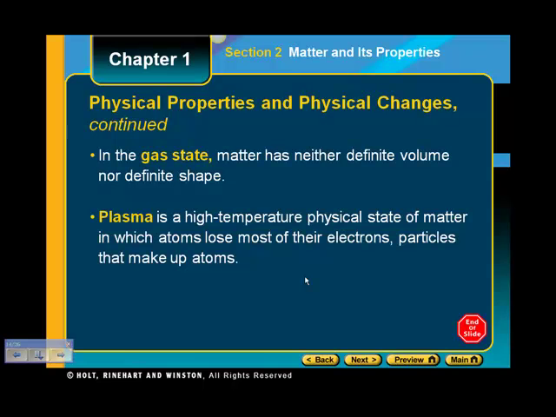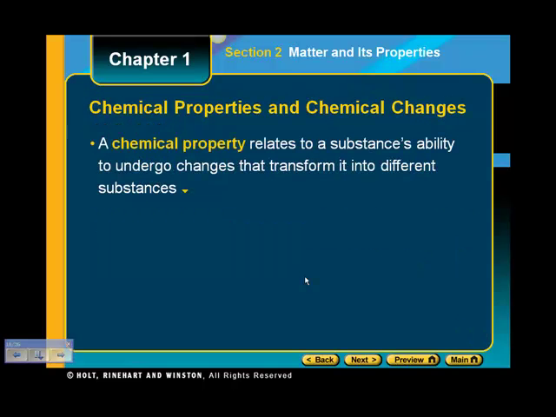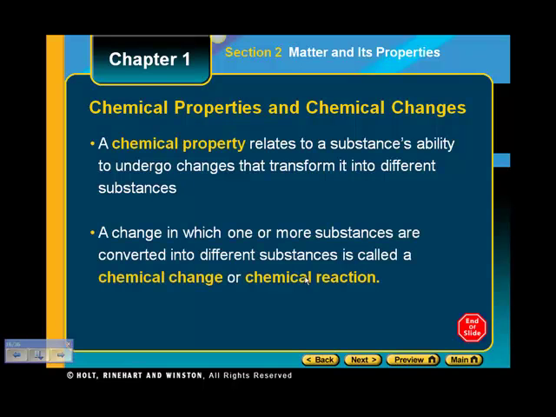Yeah. Good. So, kinetic molecular theory. A chemical property is a property that's related to the changes that a substance undergoes when exposed to different substances. So how do things react with one another? Quite often a chemical change is associated with a chemical reaction.